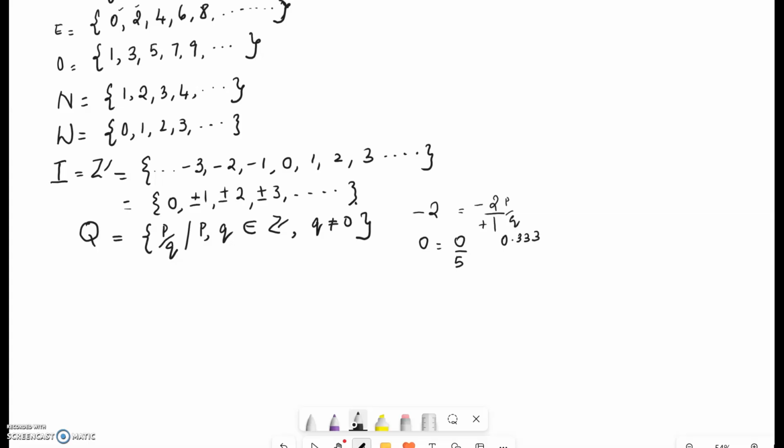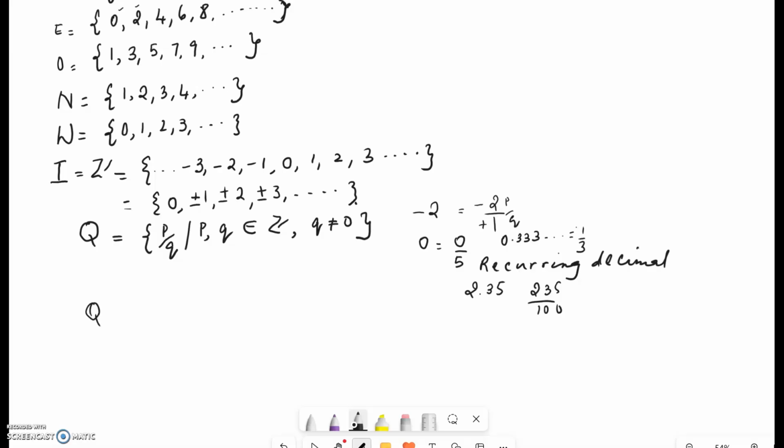Recurring decimals can be written as, for example, this recurring decimal is equal to 1/3. So any recurring decimal can be written as a fraction. So all recurring decimals, all terminating decimals, for example, 2.35 can be written as 235 over 100. So any of these would be a rational number.